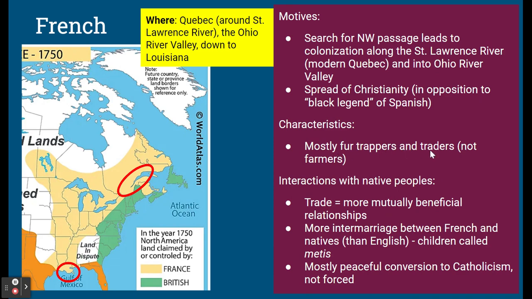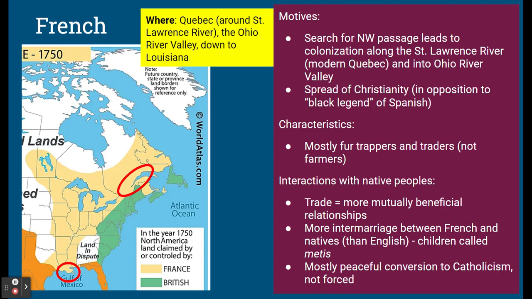Some were farmers as well, but mostly men came to be fur trappers and traders. And this really did shape their interactions with native peoples because they had a strong trade relationship. They ended up having much more mutually beneficial relationships with native peoples than either the English or the Spanish. There was also a great deal of intermarriage between the French and the natives, especially more than the English, at least. Because again, mostly it was men who migrated, especially in the early years. Many of them did take wives amongst native women.